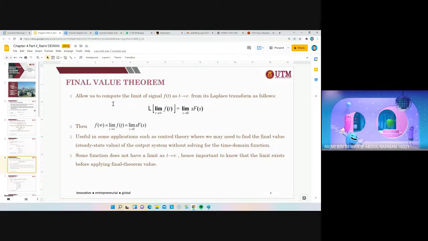So now this is the final value theorem. Just now was the initial value theorem, so it's different.